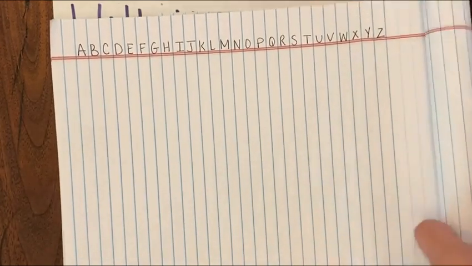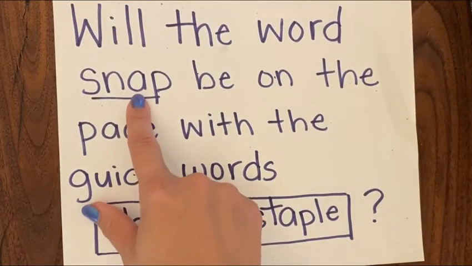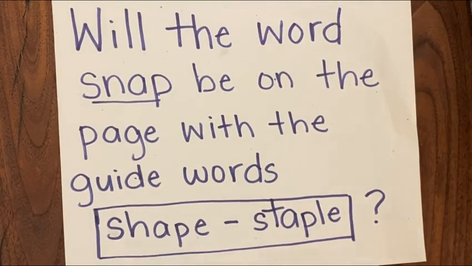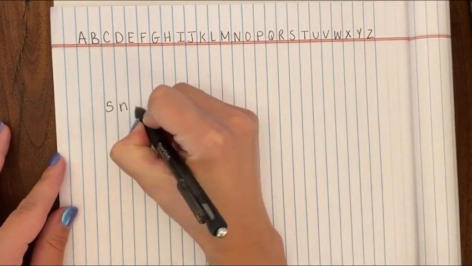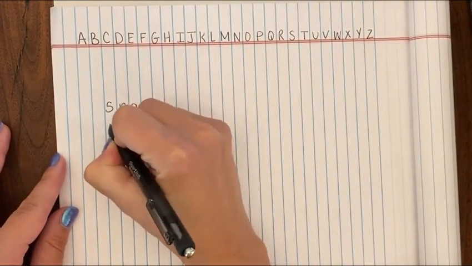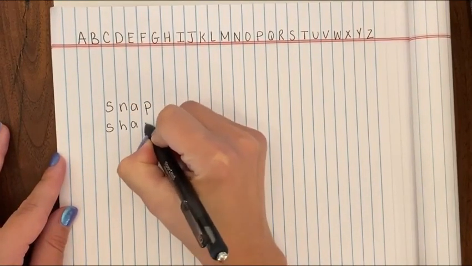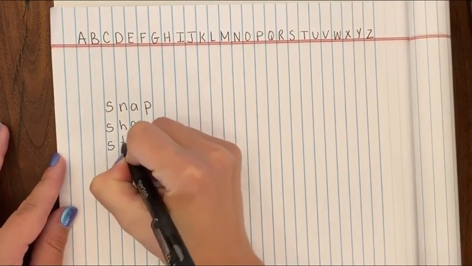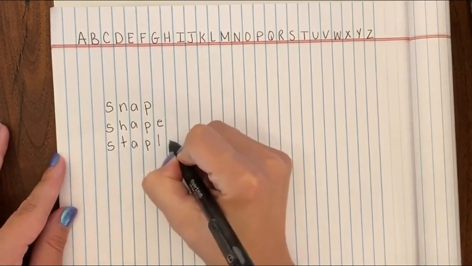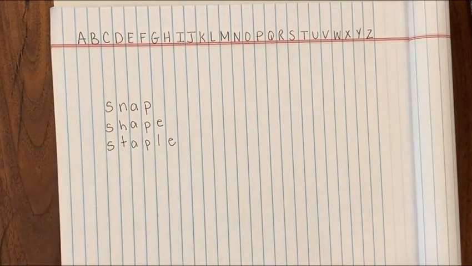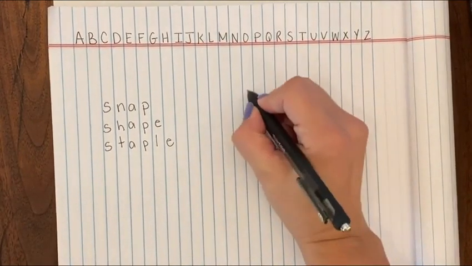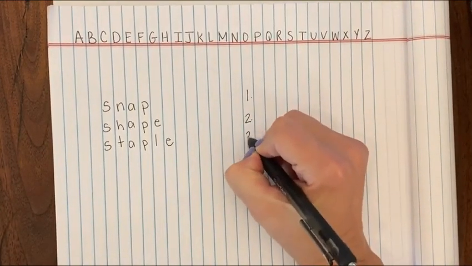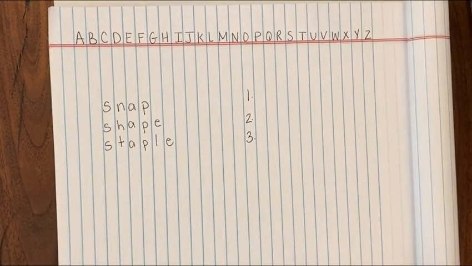Step 2 is to write our 3 words. So in this case, I'm going to write snap, shape, and staple. Now notice, when I write these words, I'm using the lines that I just turned so that I can line my letters up really nicely. When I do this, it makes putting my words in alphabetical order much easier. So we're going to put these words in alphabetical order, as I just mentioned.